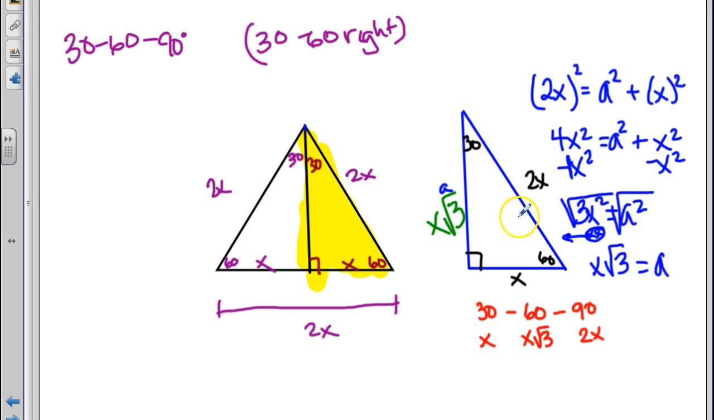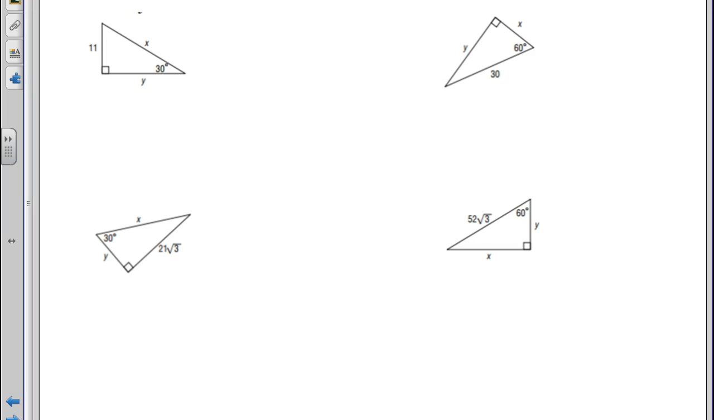All right, what if they give me different information? What if they tell me this leg is 10? Then I know 2x equals 10, so x is 5. So that means this side is 5, and I plug in 5 over here, and I've got 5 square roots of 3. So if they give you x, yay, you just plug the stuff in and roll with it. If they give you one of the other two sides, you just solve for x and then plug it in and go. All right, let's try a few, and then we'll be finished.